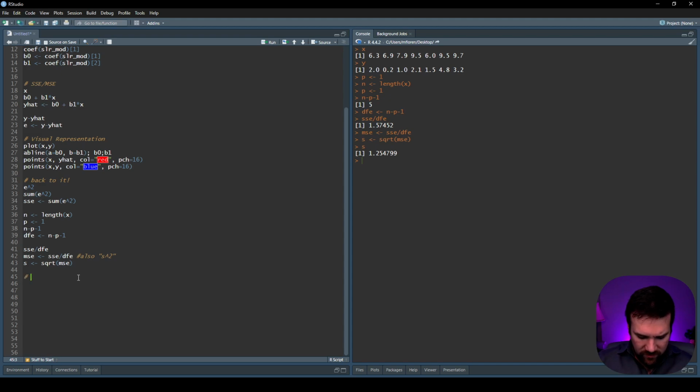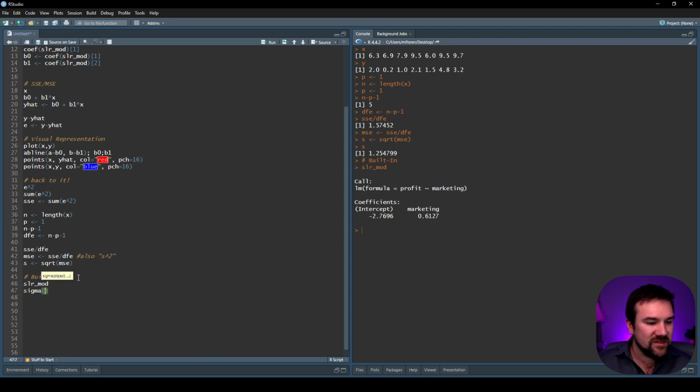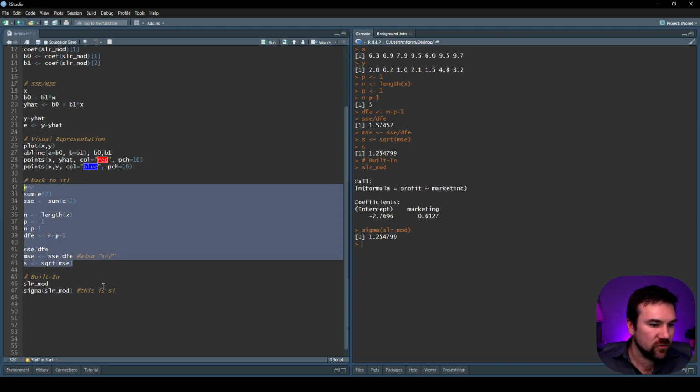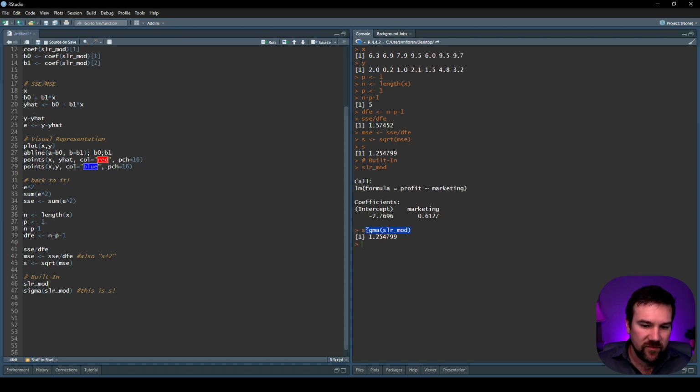Real quick, let me give you a couple of built-in functions for doing this. The first one: when we're looking at the simple linear regression model, we can do sigma of SLR mod, and this, believe it or not, is s. So I can quickly, from the model, pull this s value without doing all this work, just by doing sigma of my simple linear regression model. So if I want to build anything by hand, but I already have the raw data, and I don't know why you'd want to build it by hand if you had the raw data, but you know what? Crazier things have happened. You can do that.